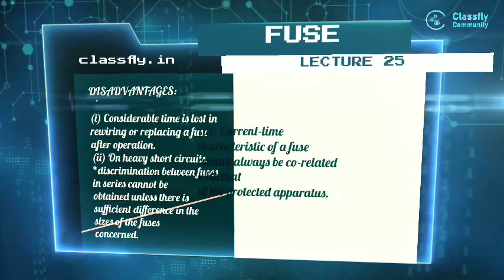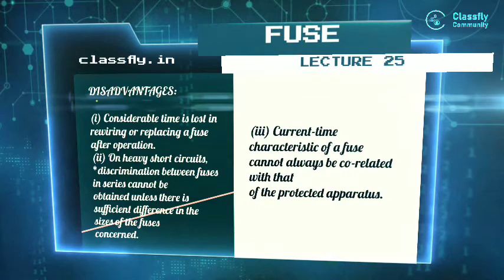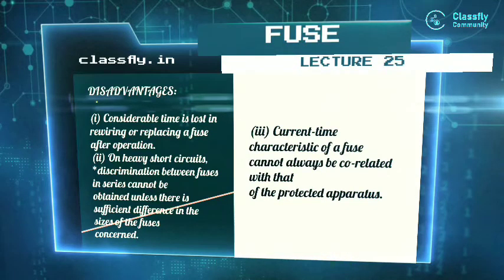The third disadvantage is that the current time characteristic of a fuse cannot always be correlated with that of the protected apparatus. See, whenever there is a current time characteristic, the fuse cannot be correlated with the apparatus which is used for the protection.